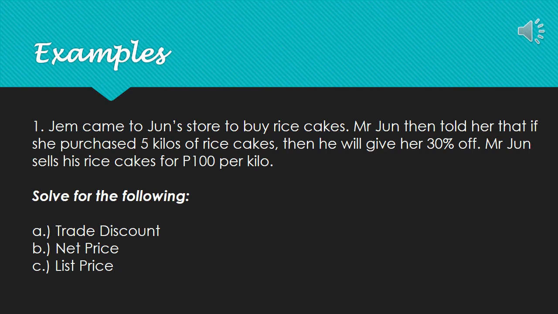Makikita natin dito sa triangle na to. For example, Mr. June told Jem that if she purchased 5 kilos of rice cake, then he will give her 30% off.